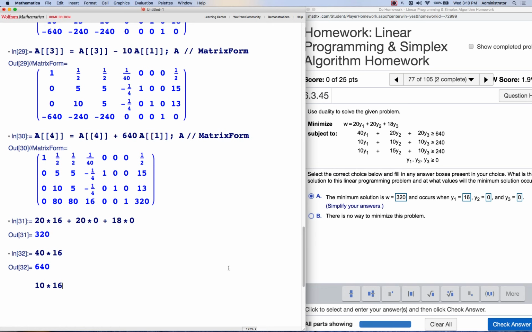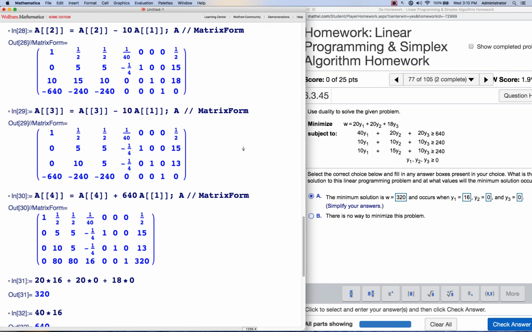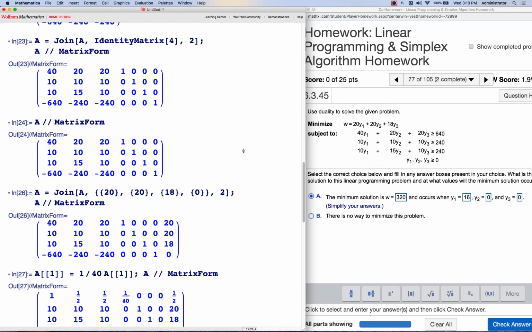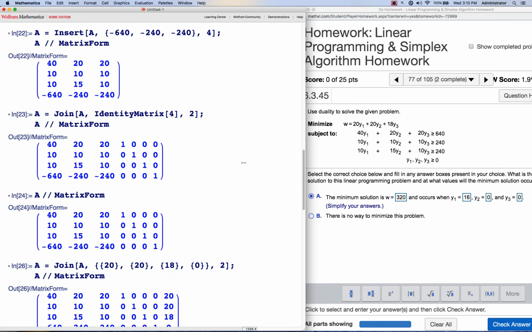You know what? I'm not sure if this problem makes sense. I'm not sure if my answer makes sense, because the last two constraints don't seem to make sense unless I made a mistake setting up the matrix. Whoa. I did make, okay, there is a mistake.